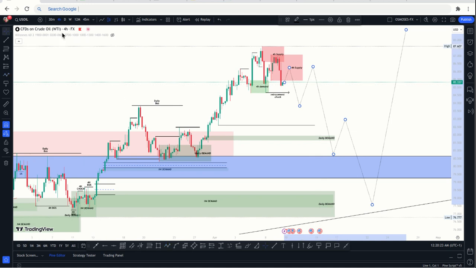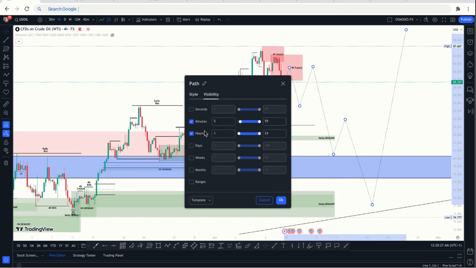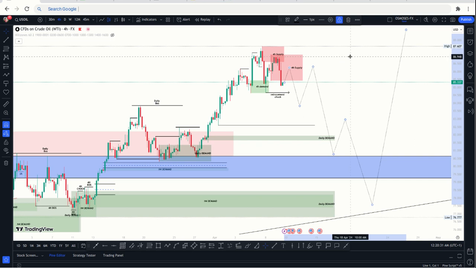So this should only show on 4 hour. Good. So let me lock you up. Yes, this is my view. So I'd love to see some reaction from this view.